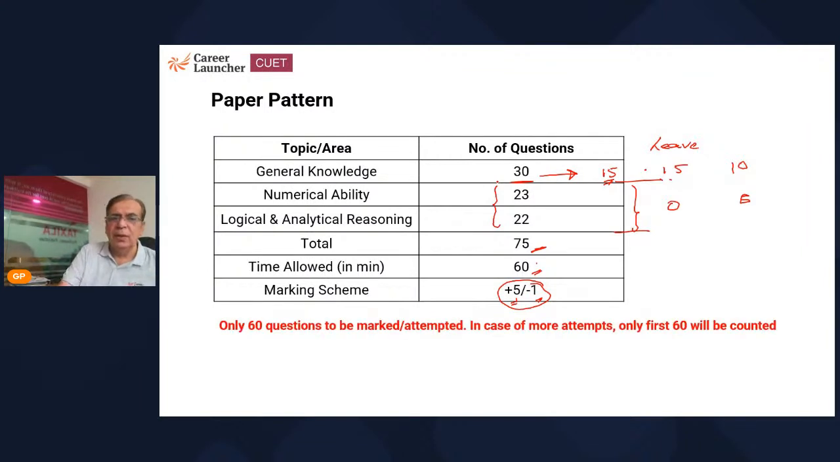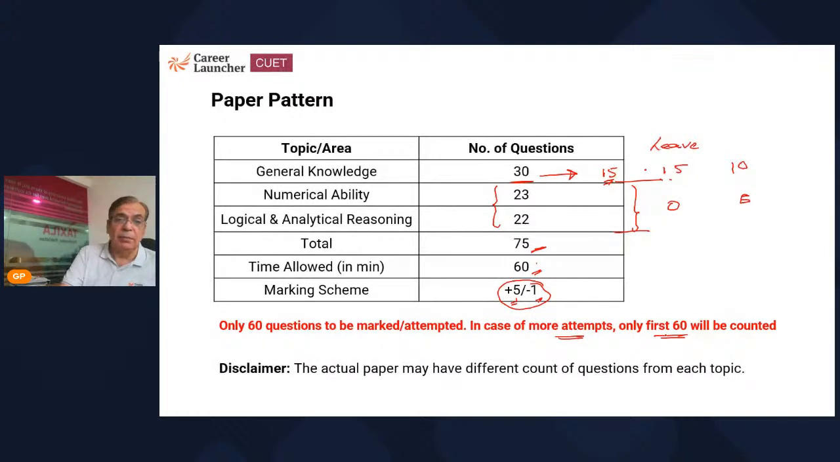Okay, so if your attempts are more than 60, only the first 60 answers marked as saved and answered will be considered. Only the first 60 questions which are saved, only those questions will be considered. अगर आपने 65 किए, 61, 62, 66 और 65th answer will not be considered.